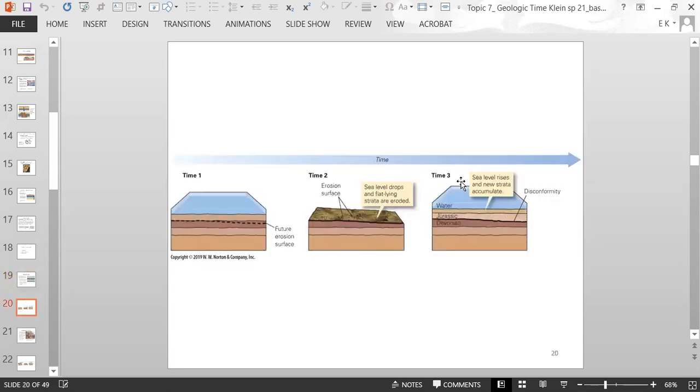So this is the transition process that leads to the formation of a disconformity. Here were some rock layers, then you have erosion, and then more sediment deposited later on. Now this could be hundreds of millions of years, this process from time 1 to time 3. So you're missing hundreds of millions of years sometimes, or even more than that in your disconformity.